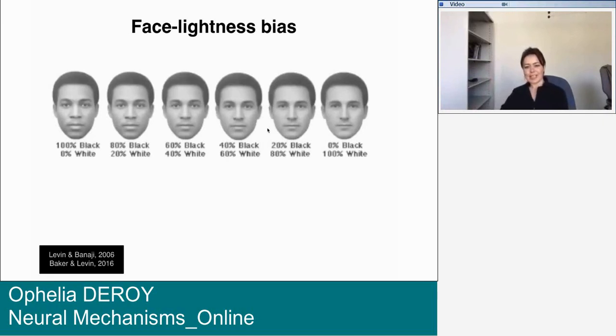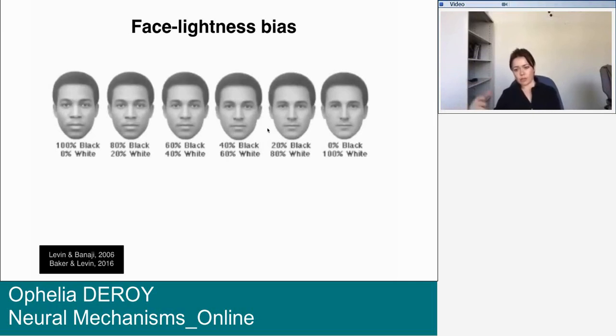What you can see here on the screen, depending on the quality, the effect might or might not be that strong, is a series of faces which have simply been morphed through a morphing software, so as to reflect different degrees of African or European morphology. At the very left, what you have is what the software considered as the prototypical African morphology, and on the right, you will have the prototypical European morphology.